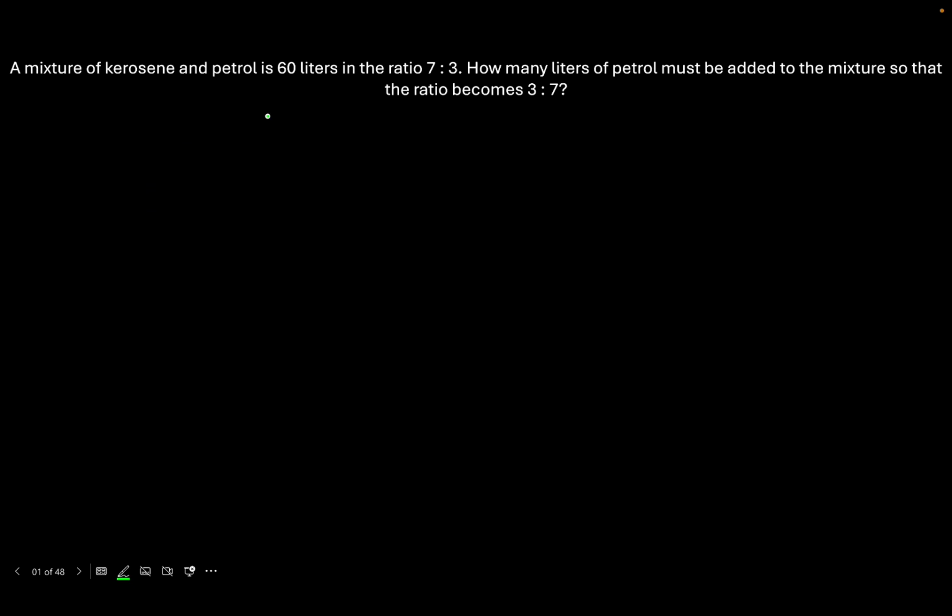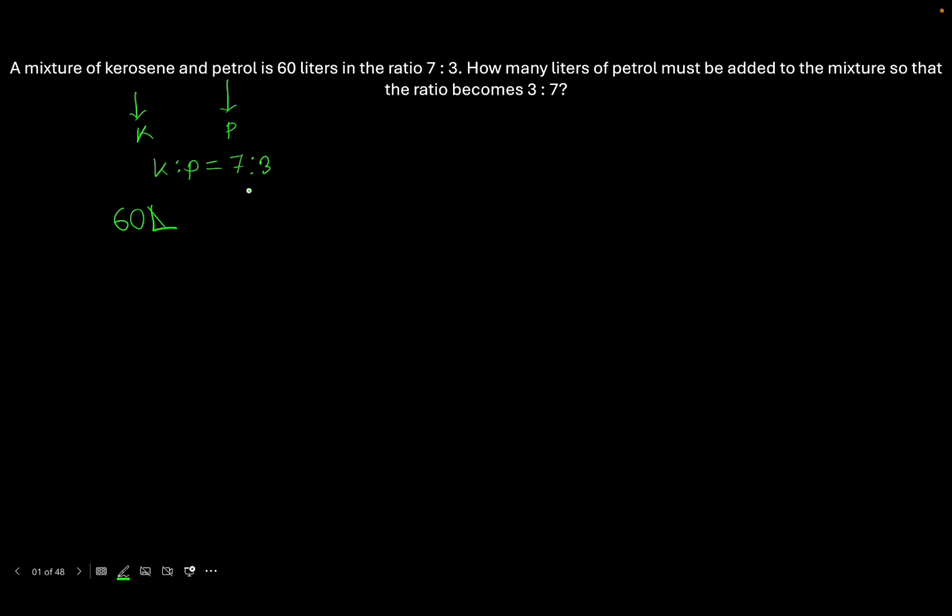So here we are given the ratio of kerosene and petrol is 7:3. So we denote this as K and this as P. So K/P is 7:3 and the total mixture is 60 liter.